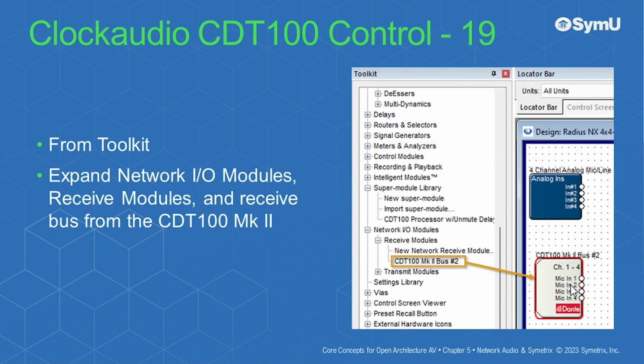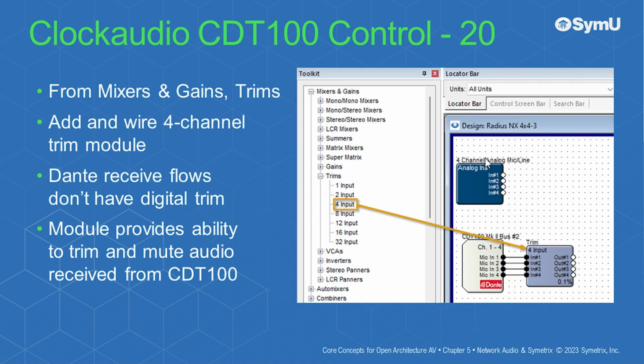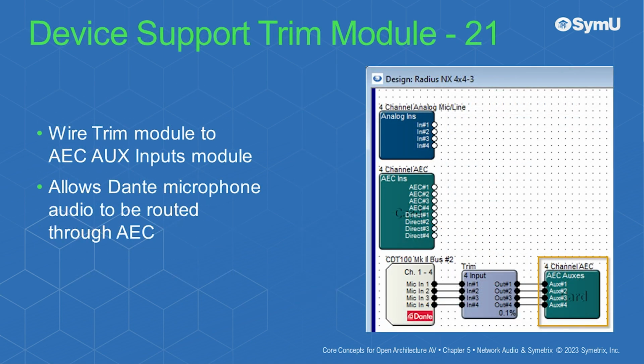Next, from the toolkit, expand Network I/O Modules, Receive Modules, and add the Receive bus from the CDT100 MK2. Then from Mixers and Gains, Trims, add and wire a 4-channel trim module. Since Dante receive flows don't have digital trim, this module provides the ability to trim and mute the audio being received from the CDT100. Wire the trim module to the AEC aux inputs module. This allows the Dante microphone audio to be routed through the AEC.